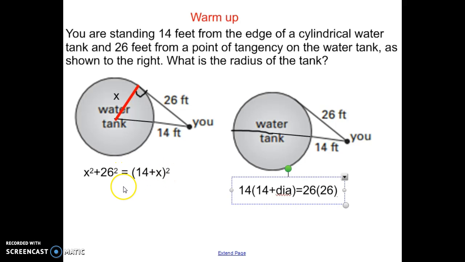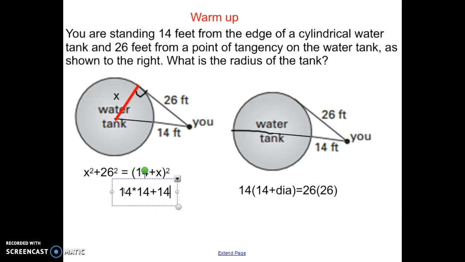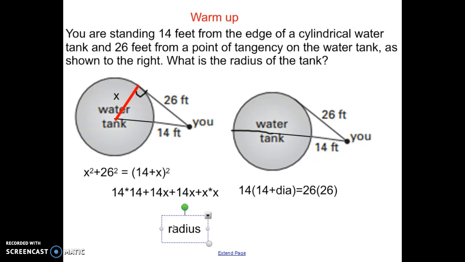The other thing to remember when you're doing this is that when you square (14 plus x), it becomes 14 times 14 plus 14 times x plus 14 times x plus x times x. You have to distribute that or FOIL that so you get that whole part. Okay, so if you work those out, no matter which way that you solve this, you'll get an answer that says that the radius equals 17.1.